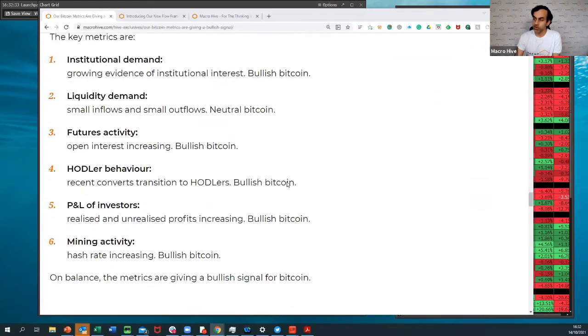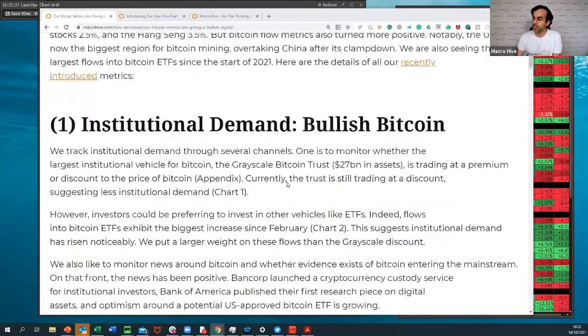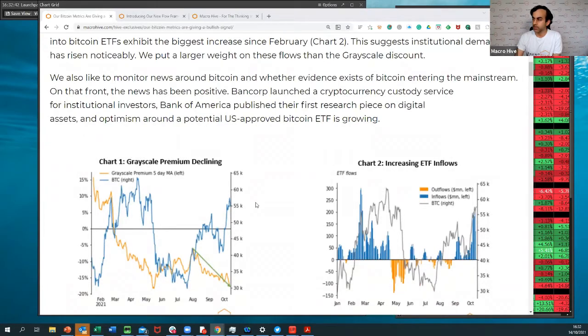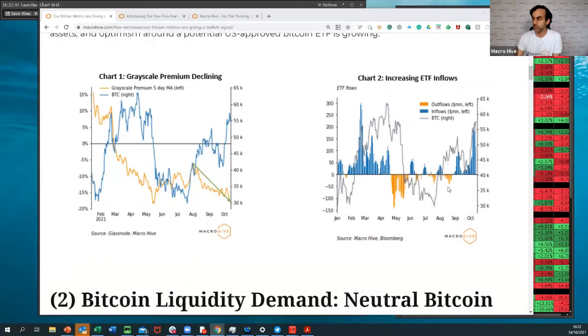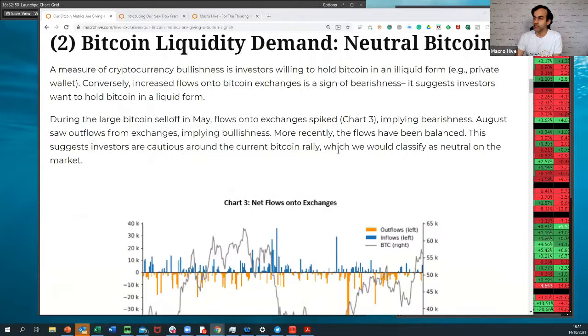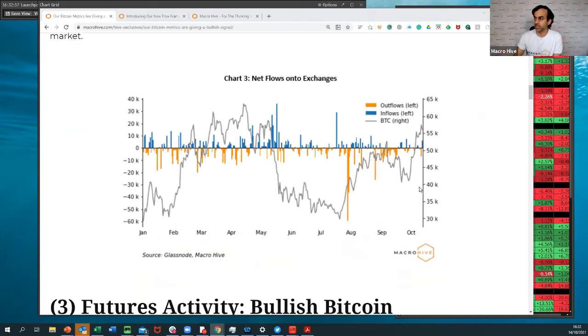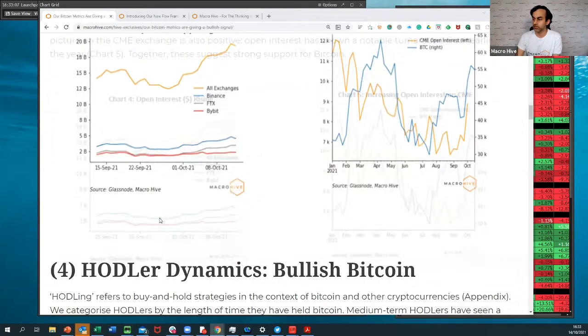So just to summarize, if I scroll through all of them, we look at institutional demand. There's the Grayscale Trust, but we prefer to look at ETF flows, and that's giving you a bullish signal. Institutionals are coming in to buy Bitcoin. In terms of the liquidity demand for Bitcoin, it's fairly neutral. It's unclear in terms of flows onto exchanges. Inflows and outflows are balanced, so it's unclear whether there's anything to tell us from that side. Futures activity, there's more and more engagement in futures markets, which we take as a bullish signal.